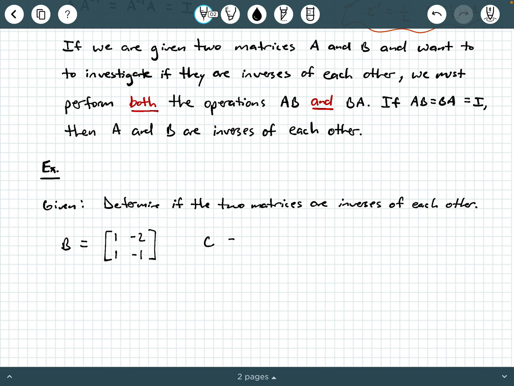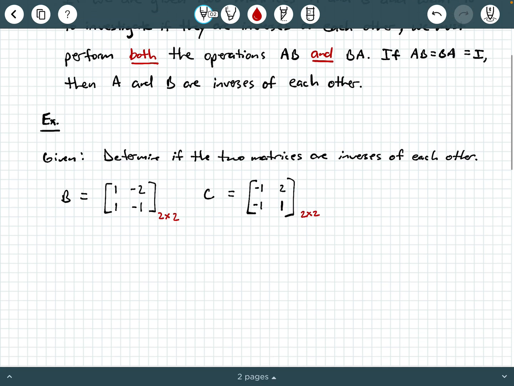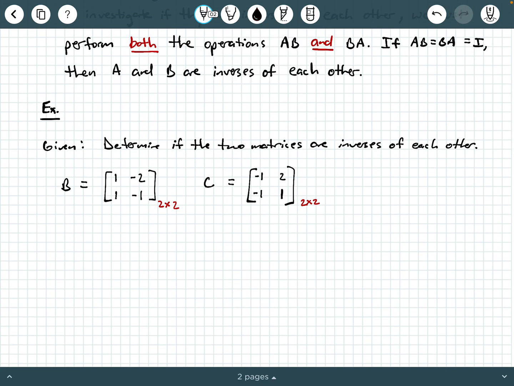And I'm going to say we have another matrix C, and that's equal to -1, 2, -1, 1. Okay, now what are the sizes of these matrices? Well, they're both 2 by 2 matrices, so we are going to be able to multiply them together, and we'll see that in just a second.